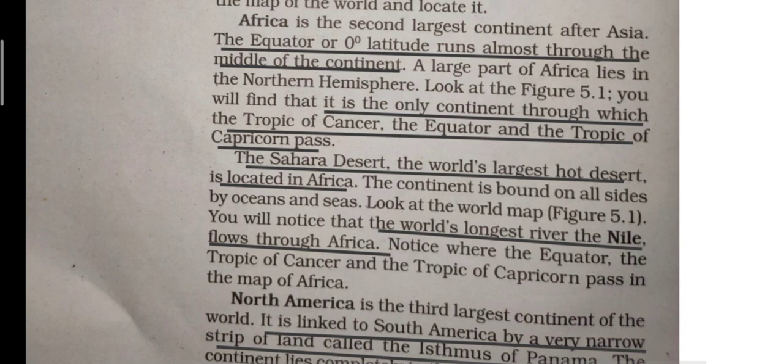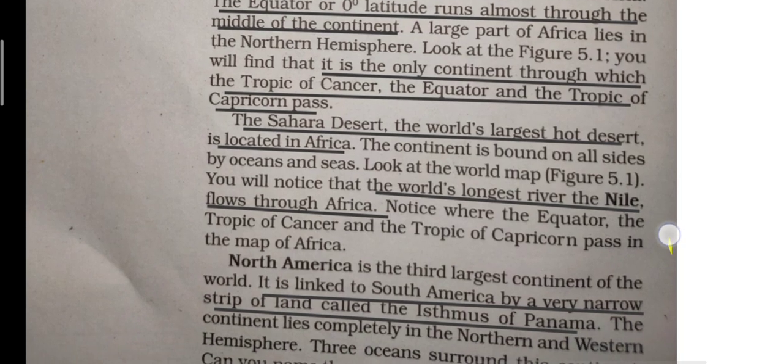So children, Africa has the world's largest hot desert, which is known as the Sahara Desert. Then it also has the world's longest river, which is River Nile. So in terms of length, River Nile is the longest river. And at last, Africa is surrounded on all sides by ocean and seas. So this much is about Africa.